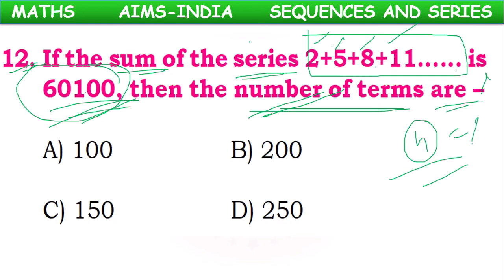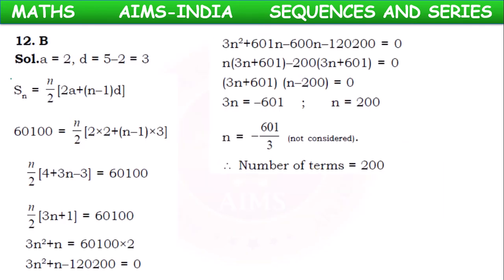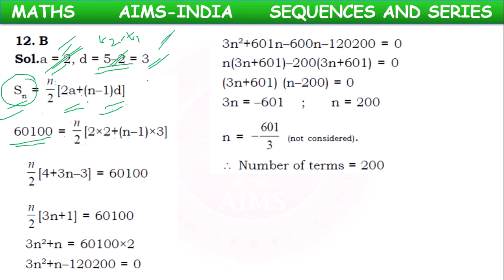In the given series, the first term a is 2, and the common difference: 2 plus 3 is 5, 5 plus 3 is 8, so the common difference is 3. We can take the formula T2 minus T1 because it is in AP. The sum of n terms formula is n by 2 into 2a plus n minus 1 into d, where the sum is given as 60,100. So we can substitute the values in the formula.